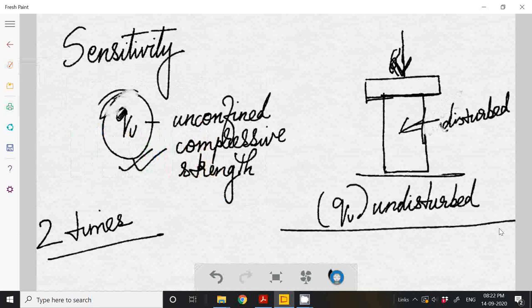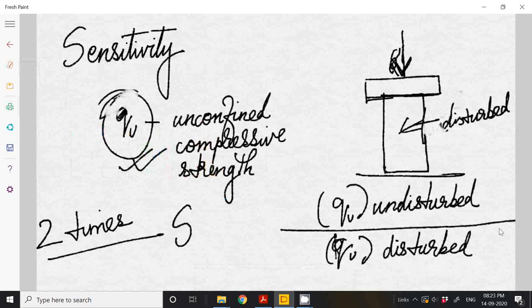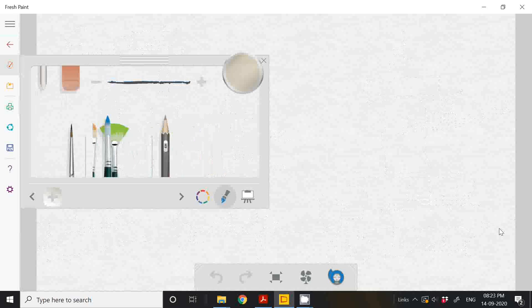And then what we do is, next time the soil which is taken from the site is totally remolded. That means it is mixed and reshaped, and it is ultimately given disturbance. And then this soil sample, when it is tested, we get QU disturbed. So when we do the ratio, we get the sensitivity. Okay, so we'll definitely go into the unconfined compressive strength, but now is not the time. We'll go to this topic a little later.